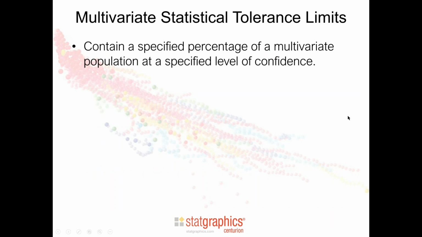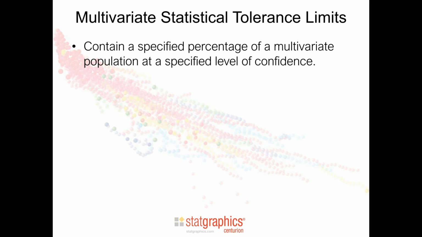Another important topic I wanted to talk about is something that's becoming more and more popular these days when people are doing capability analysis, and that is the calculation of statistical tolerance limits. You may be familiar with calculating statistical tolerance limits for a single variable. You take the average plus and minus something called K times the standard deviation. There's an equivalent in the multivariate case.